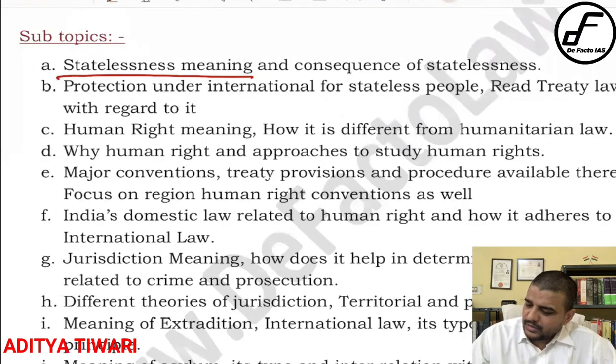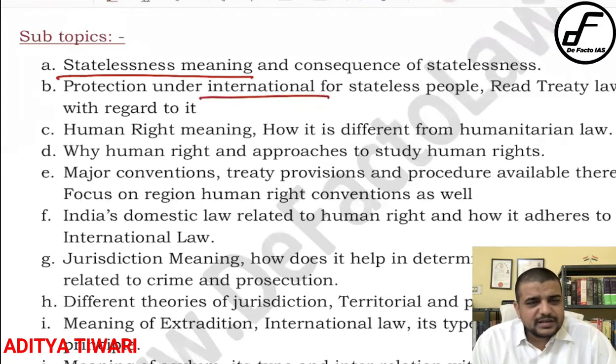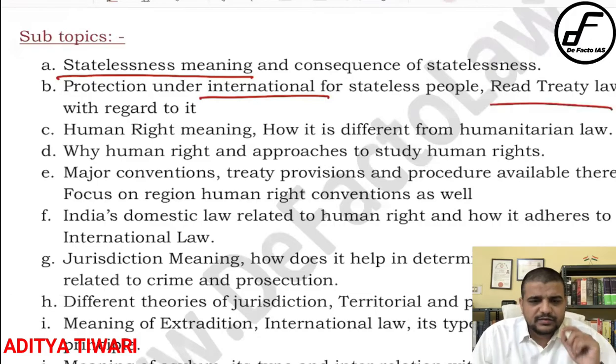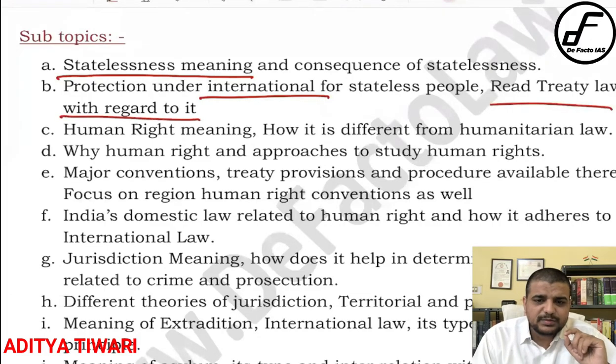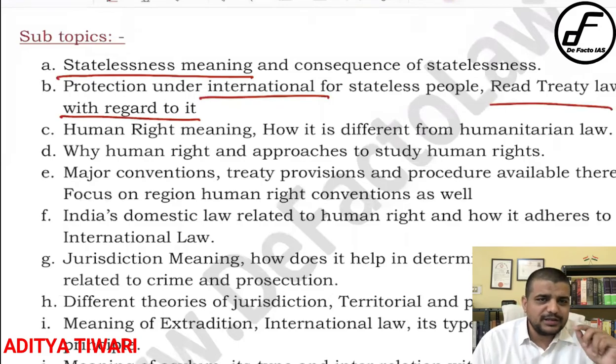Then it will come to the different international law conventions related to stateless people, the convention related to refugees. The convention related to refugees is not only applicable to stateless people, it is applicable to stateful people as well, but mostly it is applicable to stateless people. You have to read those conventions in detail. I have given the conventions in the later part of this lecture. I will show you there are certain conventions which provide what rights and duties stateless people have, and also the rights and duties of the country which is taking those people.